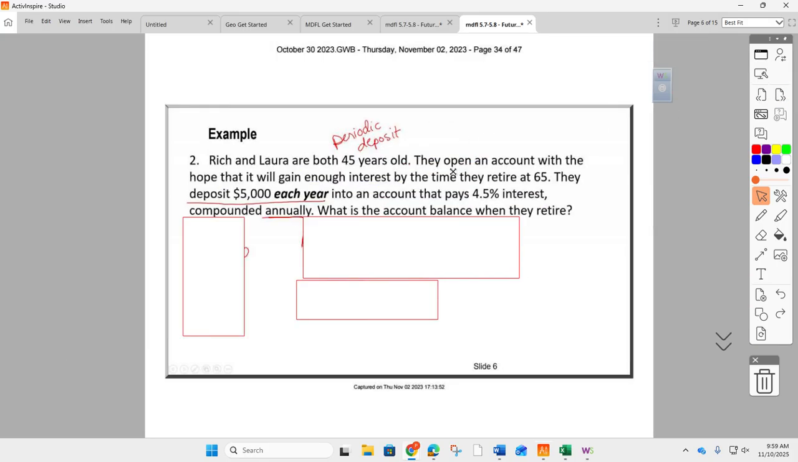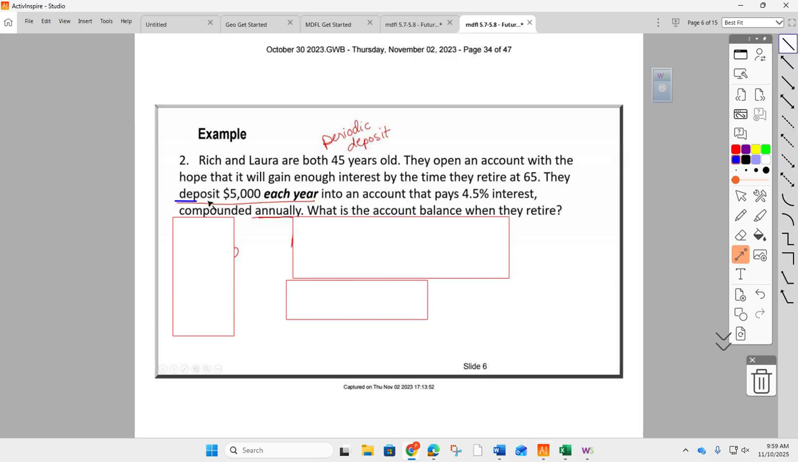Rich and Laura are both 45 years old. Example 2. They open an account with the hope that it will gain enough interest by the time they retire at 65. They don't tell us enough interest for what, but I guess so that they can live and pay for their bills. They deposit $5,000 each year into an account that pays 4.5% interest. So you have to recognize when it says they deposit each year, that tells us it's a periodic deposit. This is the interest rate compounded annually.